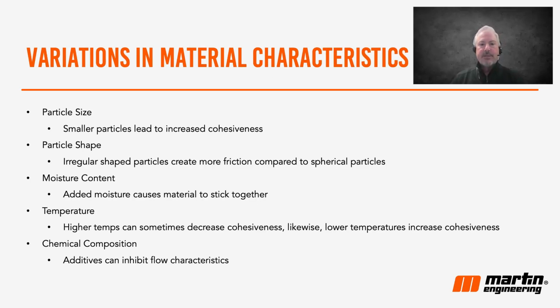The variations in material characteristics that we talk about are particle size and shape. Irregular particles create more friction as opposed to spherical particles. Moisture content's huge in this. We'll talk a little bit about how we deal with that. Temperature is an issue often. Cold temperatures and high moisture content don't mix well when trying to move material through bins, hoppers, and chutes. And then chemical composition and additives can inhibit the flow characteristics.